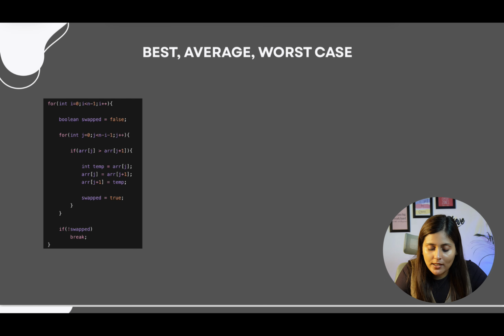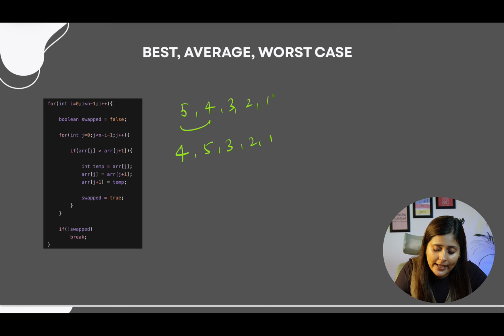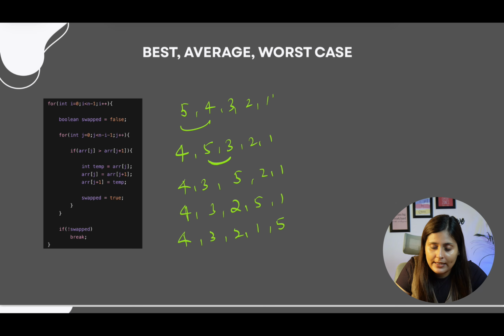Suppose it is sorted, but in descending order, meaning 5, 4, 3, 2, 1. So in the worst case, it will swap: 4 will come here, 5 will come here. Correct? Now the next swap, so 3 will come here, 5 will go in between. Now in the next swap, 2 will come here, 5 will come here. Now in the next swap, 5 will end up in the last position.